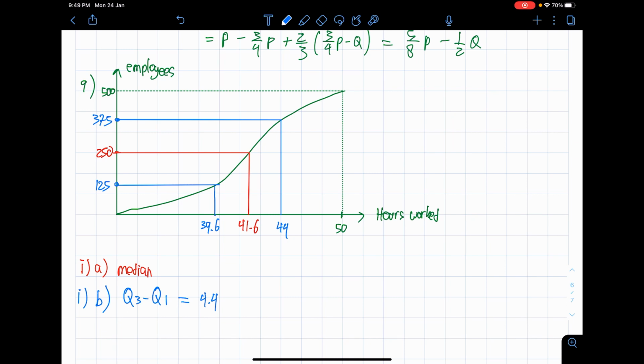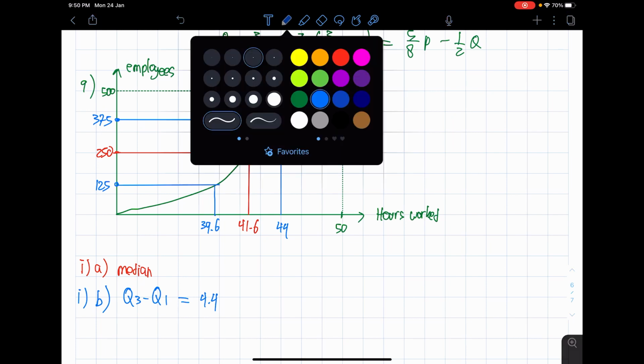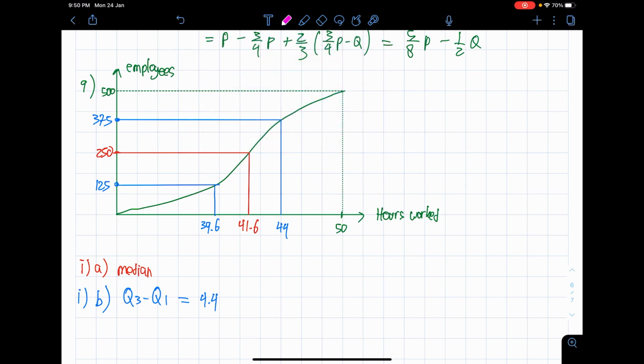Next, part 2. In 2017, the average number of paid hours worked in a week in Singapore was some amount. Okay, the average number. So you want to find out what percentage of the employees actually work more than 45.1 hours. You need to locate the place. I need to use a different color. I use pink. Let's just say that this is 45.1 hours.